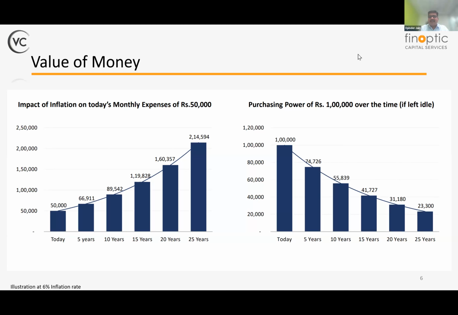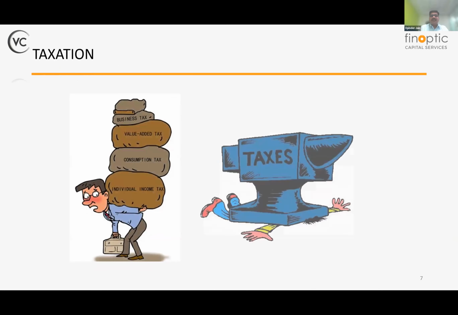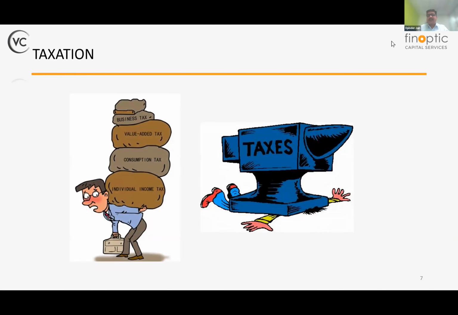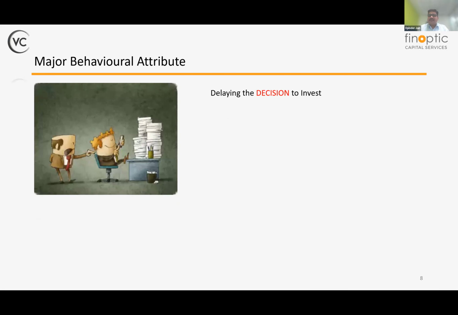And the next is, yes, as a couple of us have said, taxes. Taxes are one of those things which eat away your money, definitely. But again, taxes are not that bad, because for an economy to run, you need taxes. The government spending has to be there, and it has certain other effects on the larger macro part of the economy. Now, one major behavioral attribute hinders your investments and your wealth creation over a period of time. And what is that? Delaying the decision to invest.